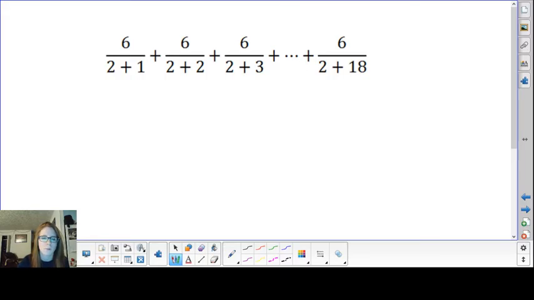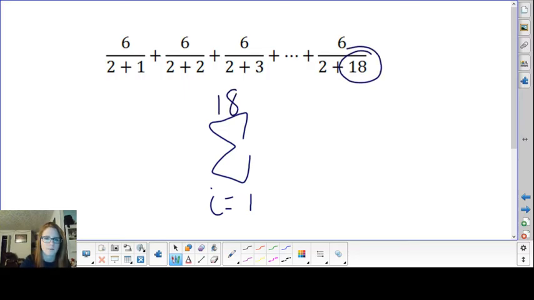All right, what's changing in this one? I have the summation from i equals 1, and my n in this case is going to be 18, and that's 6 over 2 plus i.